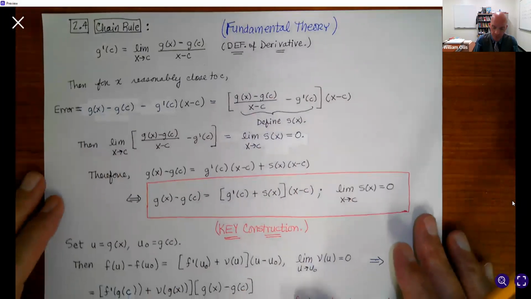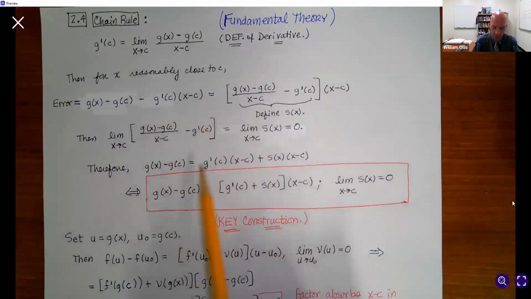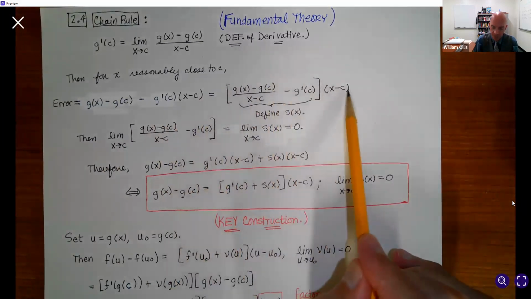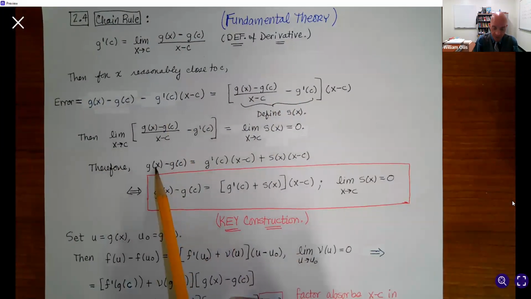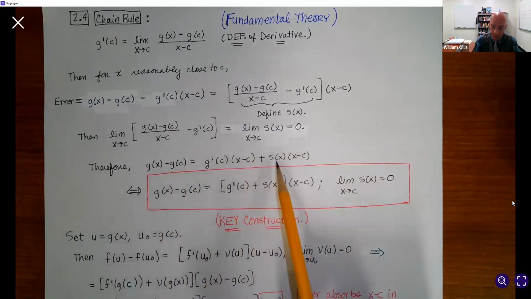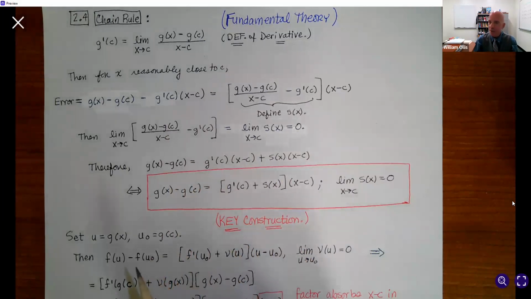So now we can go back to this expression and transpose everything. So this is s of x times x minus c. We'll transpose this term and have g of x minus g of c equal to g prime of c times x minus c plus this new function times x minus c that we have already defined. And that gives us an expression for the difference that is of great convenience to us.